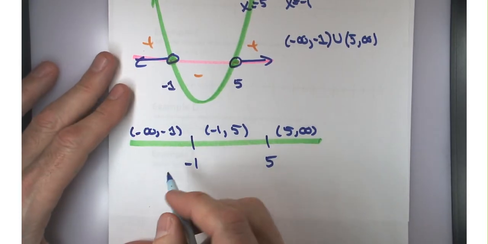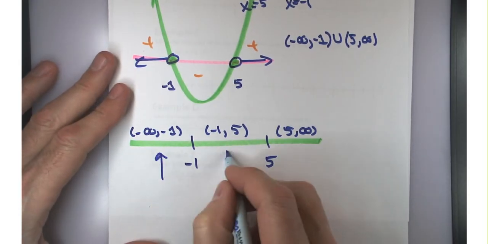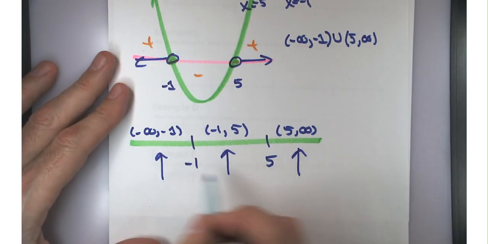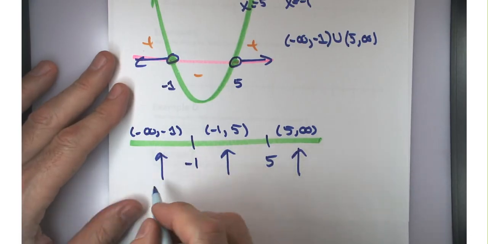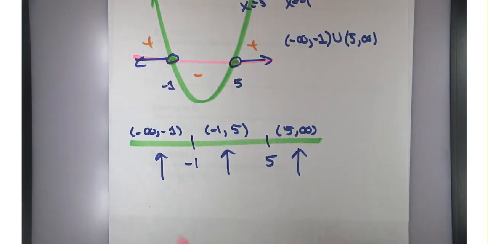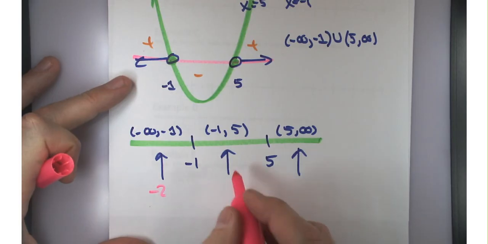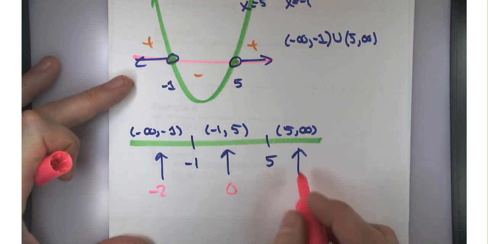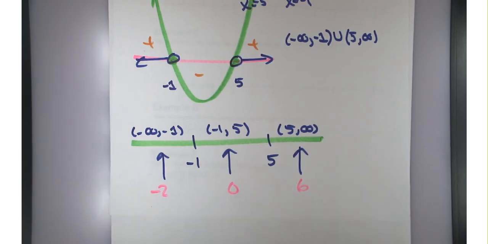So what are some test points in each of these intervals? Well, something to the left of negative 1. So maybe negative 2. Something in here, maybe a 0? What about something in here? 6? Sure. You could do 6 or 6 million. It doesn't really matter.